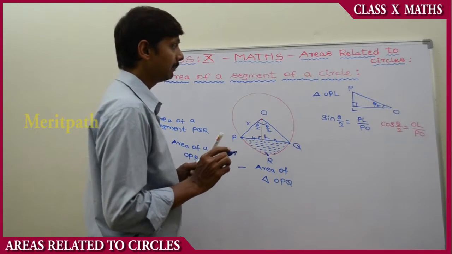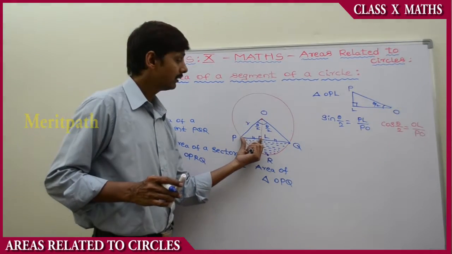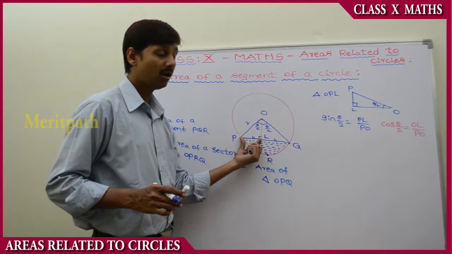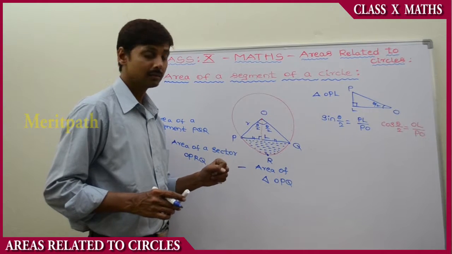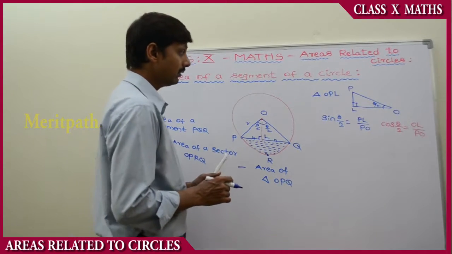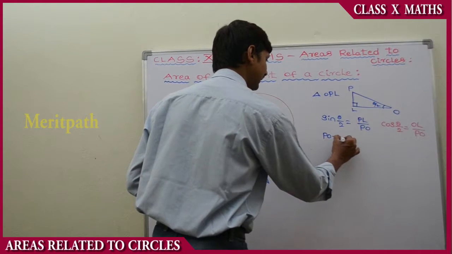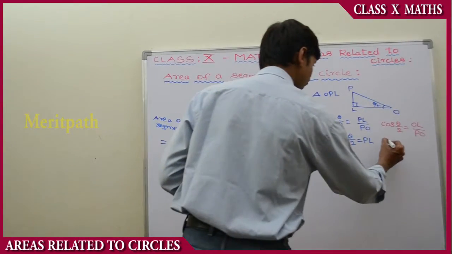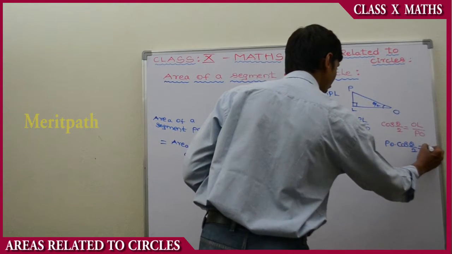So let's see, here PL is nothing but one part of a chord. So this is one of the chords, and this chord is drawn. The chord is bisected by the line OL. So PL and LQ are the same. So PL is equal to LQ. Then we can take PO into sin theta by 2 is equal to PL. When we transpose this one also, PO into cos theta by 2 is equal to OL.